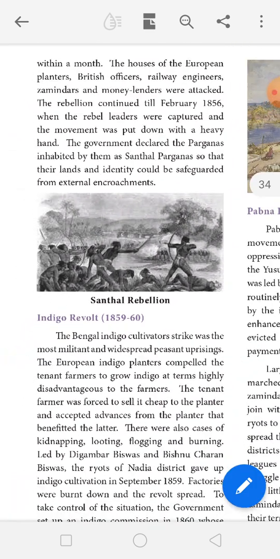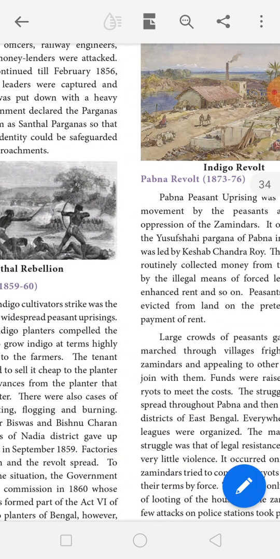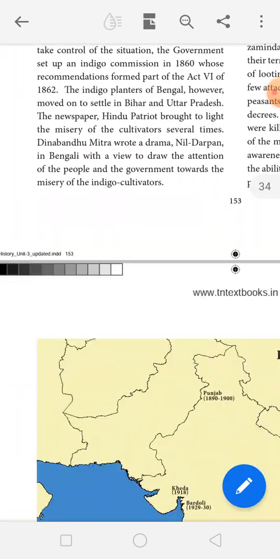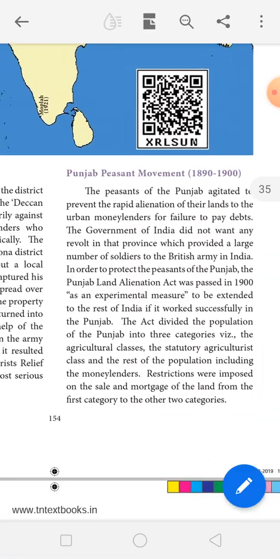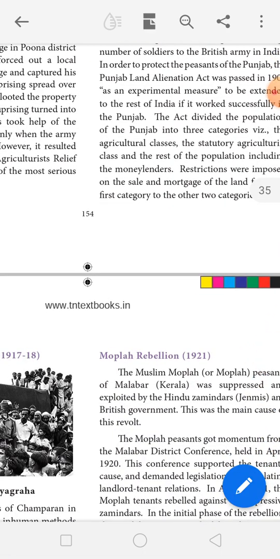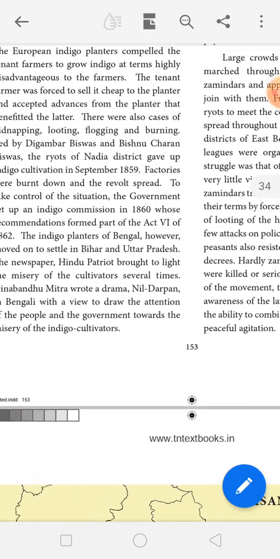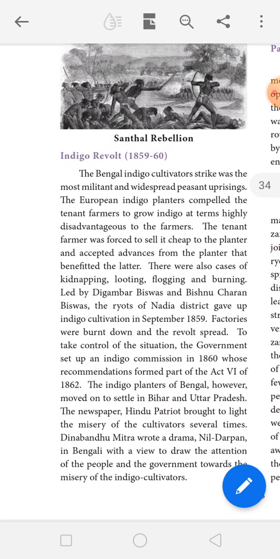So there are so many revolts: the Indigo revolt, the Pabna revolt, and then the Deccan riots, the Punjab peasant movement. So there are so many events. Okay, so we will see them in the next class.